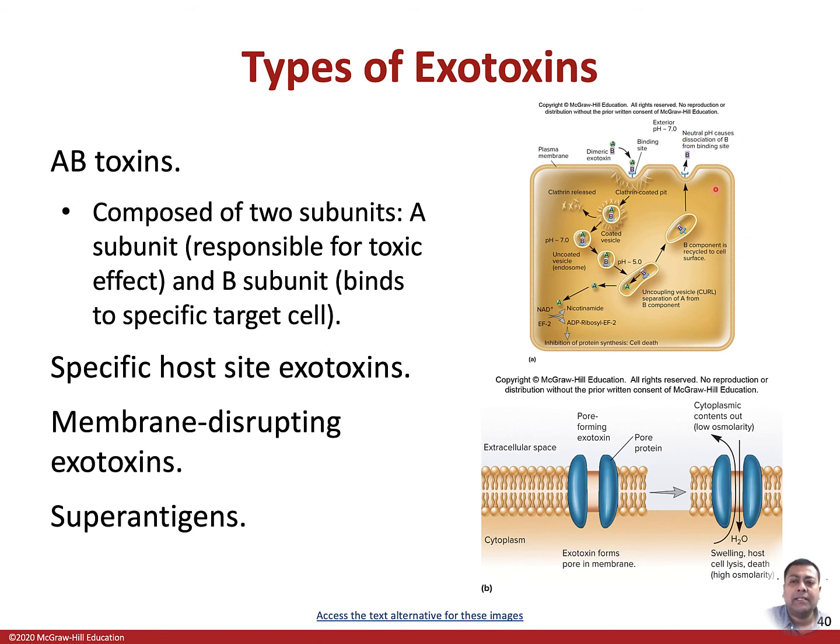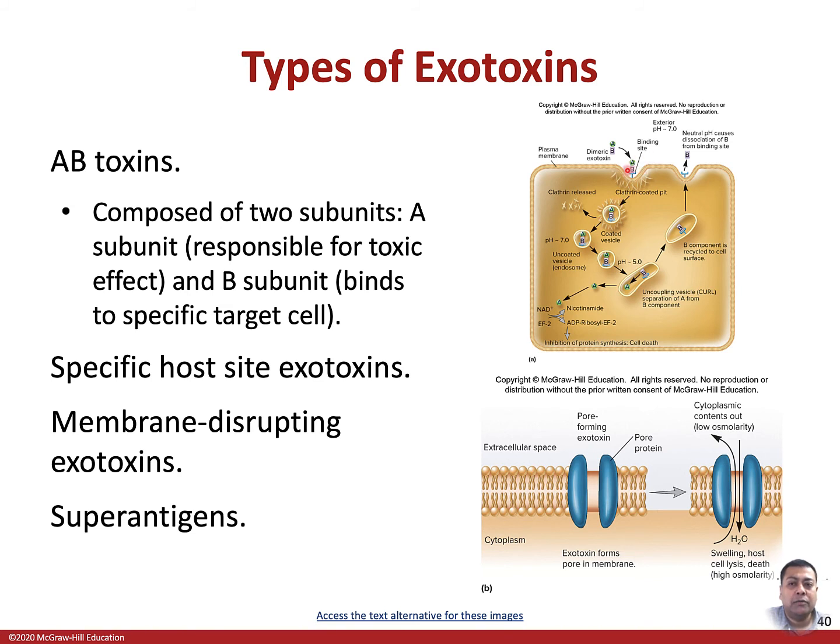So here is a cell. This is a host cell. And right here, there is a specific receptor. And this is the dimeric exotoxin, which has an A subunit and a B subunit. The B subunit is responsible for binding to the specific receptor. This receptor is for something else, which is exploited by this B toxin to bind to that. So this is a clathrin-coated pit, and this will essentially be taken inside.